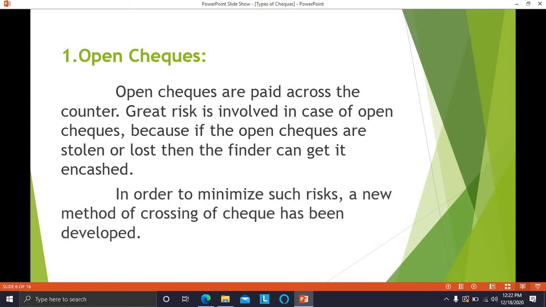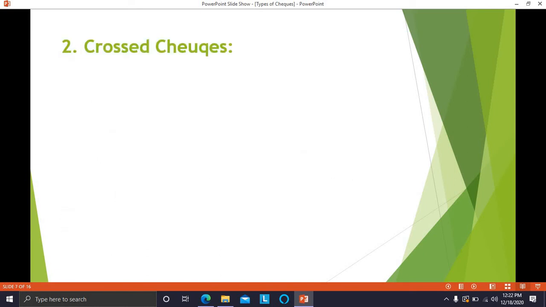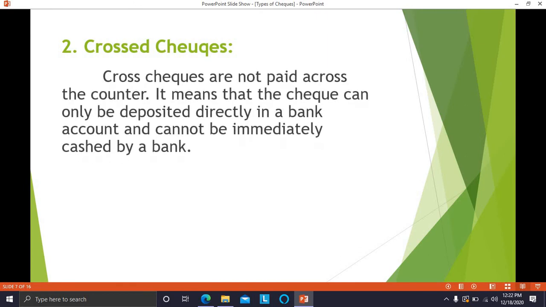In order to minimize such risks, a new method of crossing a check has been developed. So to minimize this risk, the method of crossing of check came into existence. Now that is crossed checks. What are crossed checks? Crossed checks are not paid across the counter.